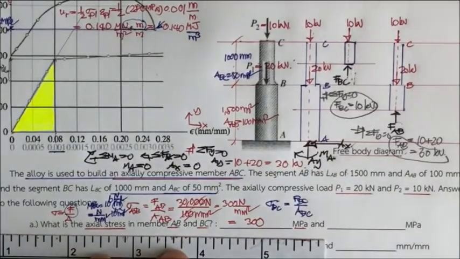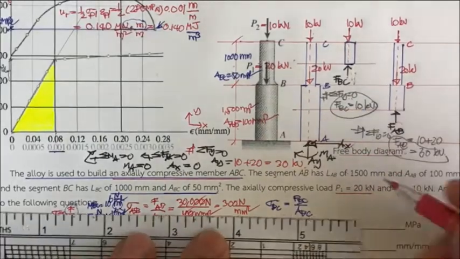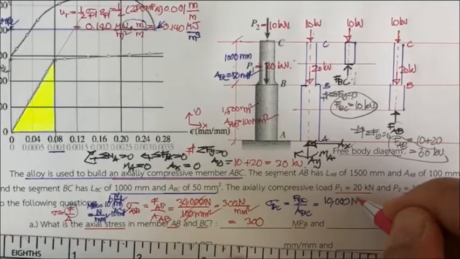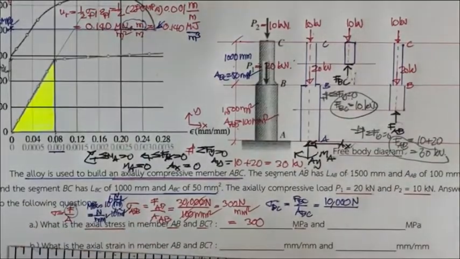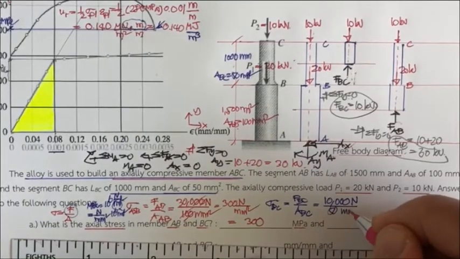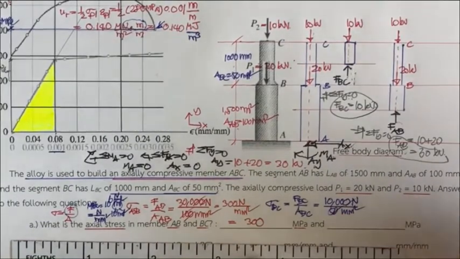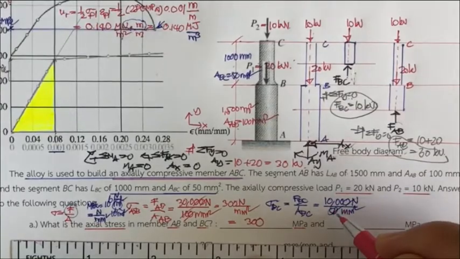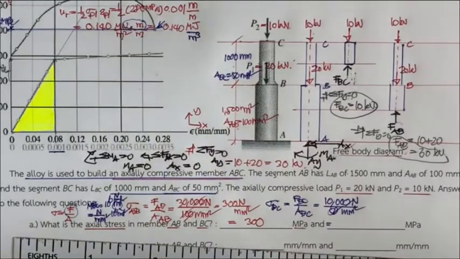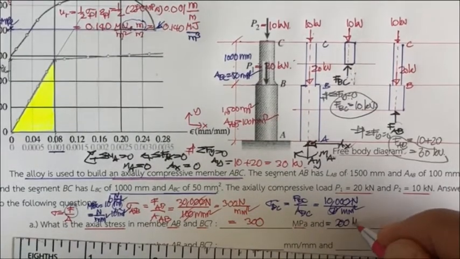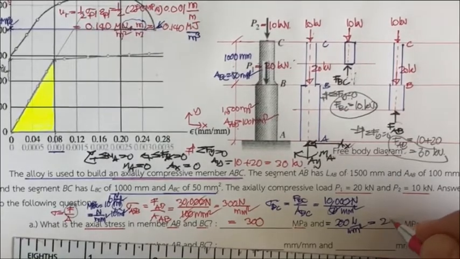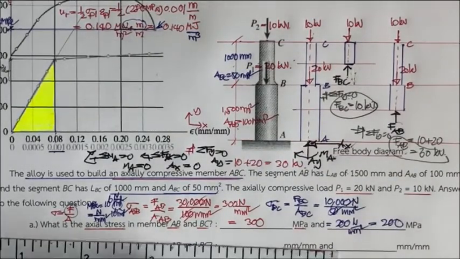Okay, and next you have sigma sub BC, which is F sub BC divided by A sub BC. What you have is 10 kilonewton, that is 10,000 Newton, and then divided by the area here, 50 square millimeter. You're going to have 1,000 divided by 5, so this is going to be 200 Newton per square millimeter, or 200 megapascal.